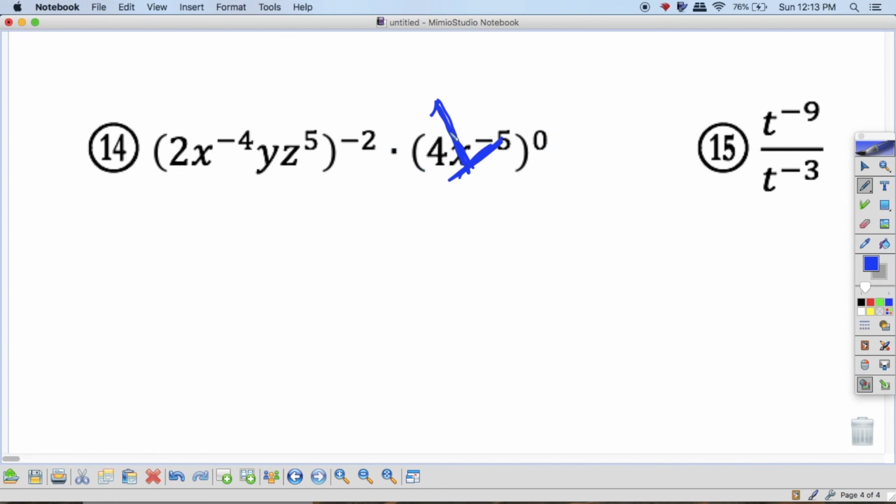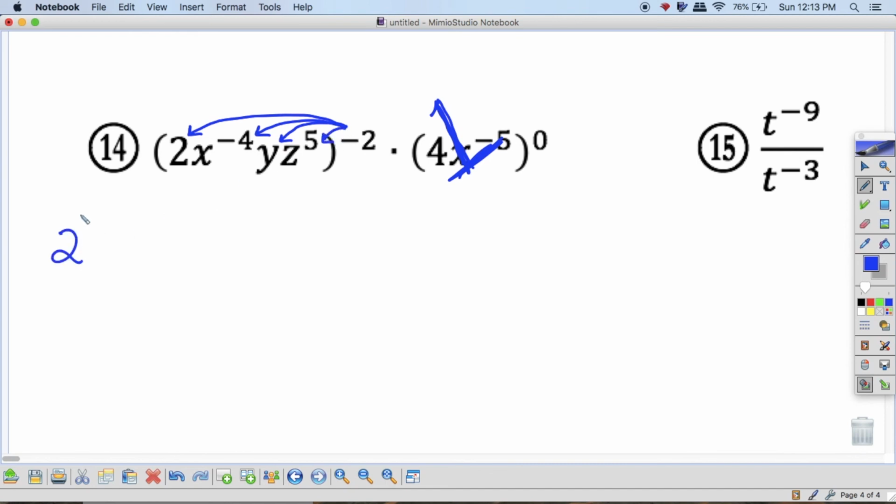What does multiplying by 1 do? Not too much. So really we can just cancel that out. Only things that are being raised to the 0 power. This entire question is not being raised to the 0 power, just this. Next, I'm going to distribute this negative 2 exponent to everything on the inside.